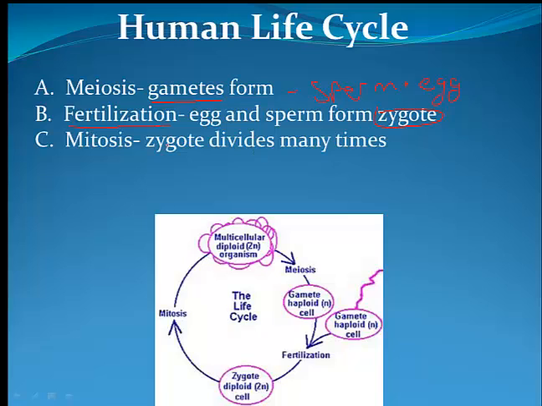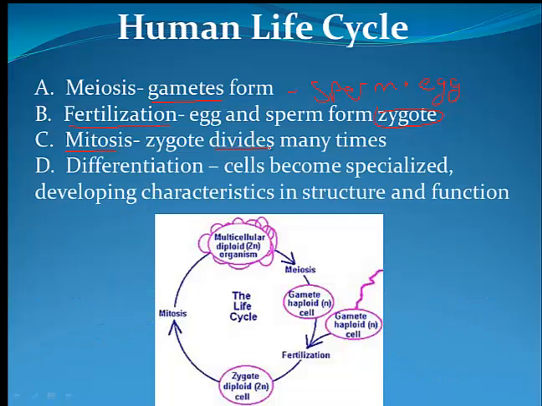The way that happens is through mitosis. The zygote is going to divide many, many times over and over again, going from one cell until you are made up of trillions of cells. With mitosis, you make copies. And once you get past a certain point in development, those cells will begin to differentiate. That means they're going to become specialized.